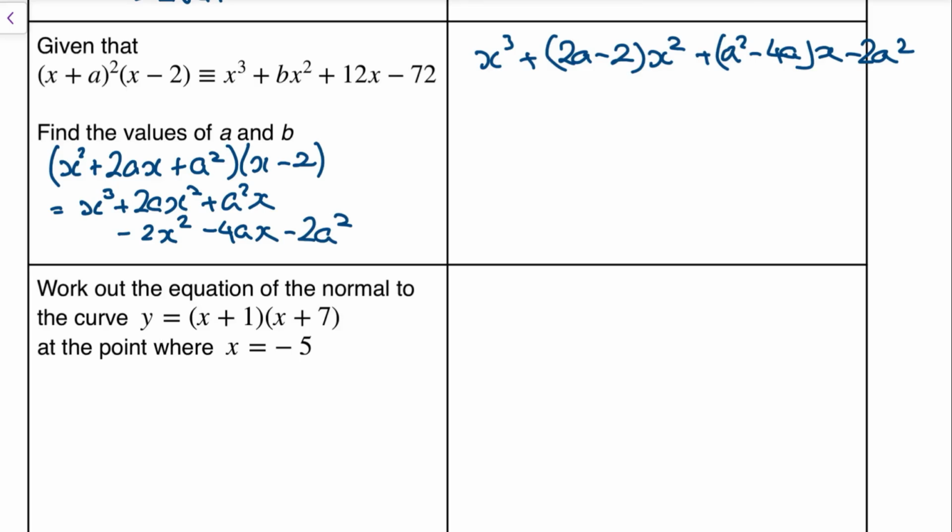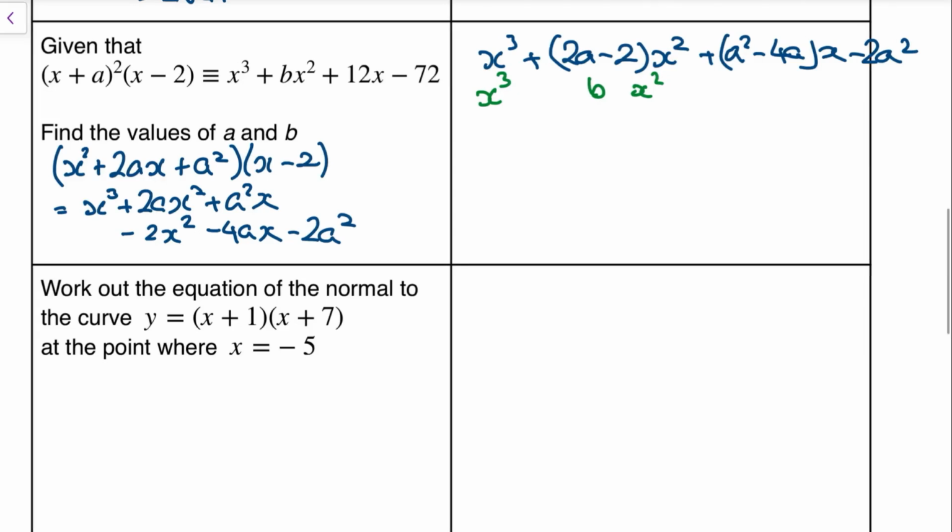And that, I'm going to write it in a different colour, is going to be equal to x cubed, well that's the same, so that's okay, plus bx squared, so I don't know a and I don't know b, plus 12x, oh there we go, so that's what I'm going to use to find my a, minus 72. So actually I've got two ways of finding the a, haven't I? So let's look at the coefficient.